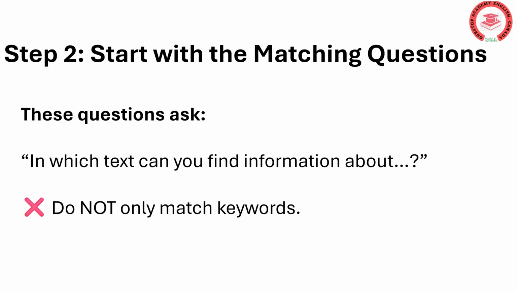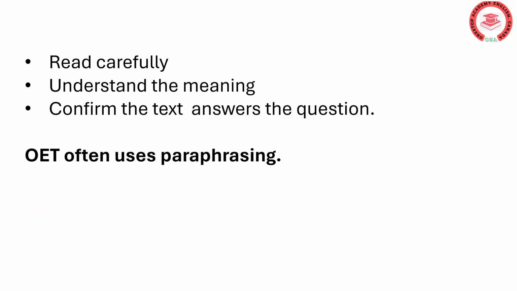Do not only match keywords, look for the meanings. Many students lose marks because they see one similar word and choose the wrong answer immediately. Instead, read carefully, understand the meaning, and confirm the text actually answers the question. OET often uses paraphrasing, meaning the word in the question will be different from the wording in the text.